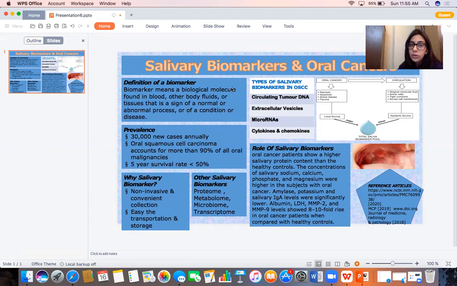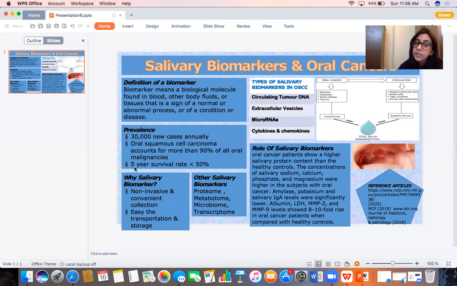Before moving on to the relationship between these two, let us talk about the definition of a salivary biomarker. A biomarker, what is it? It is basically a biological molecule found in body fluids and tissues that objectively indicates the medical state of a person from the outside. This can be measured pretty accurately and reproduced. That is why we need biomarkers for detection of any condition, not just oral cancer.